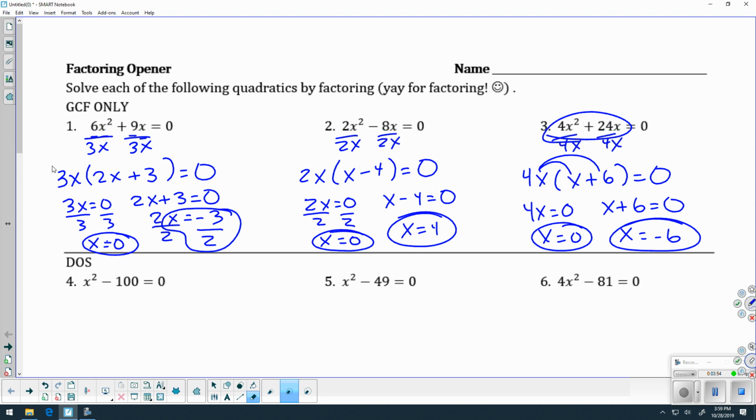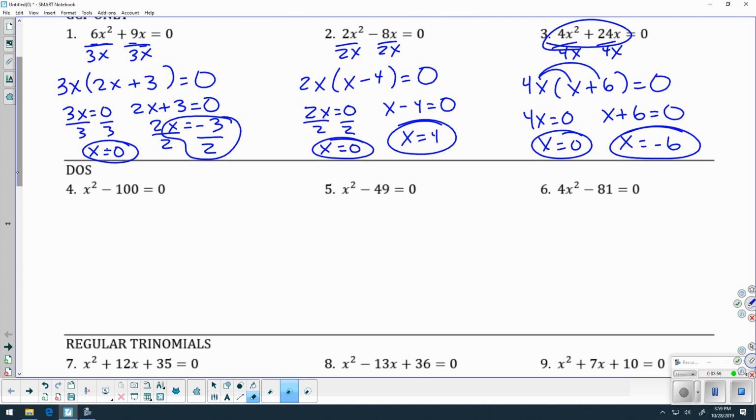These next three are all very similar. They're called, and it's already abbreviated for you, DOS. This stands for difference of squares.